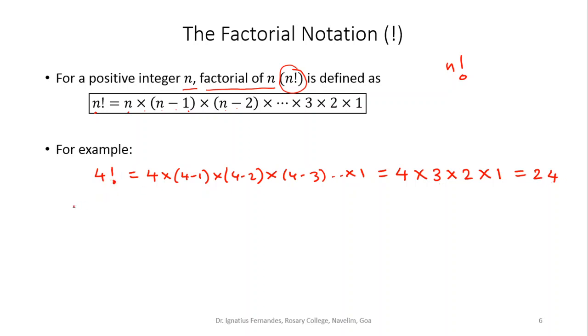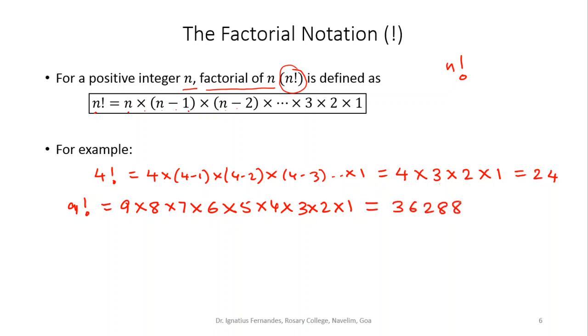The same way, suppose I have to write down 9 factorial. 9 factorial will be 9 into 8 into 7 into 6 into 5 into 4 into 3 into 2 into 1. So 9, keep subtracting 1 till you reach 3, 2, 1 and multiply these numbers. If you multiply this, this will come to 362880. Okay, it's a big number.